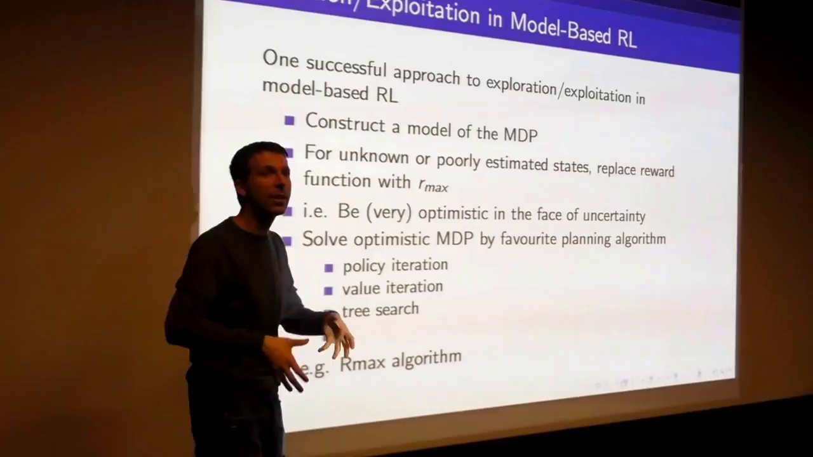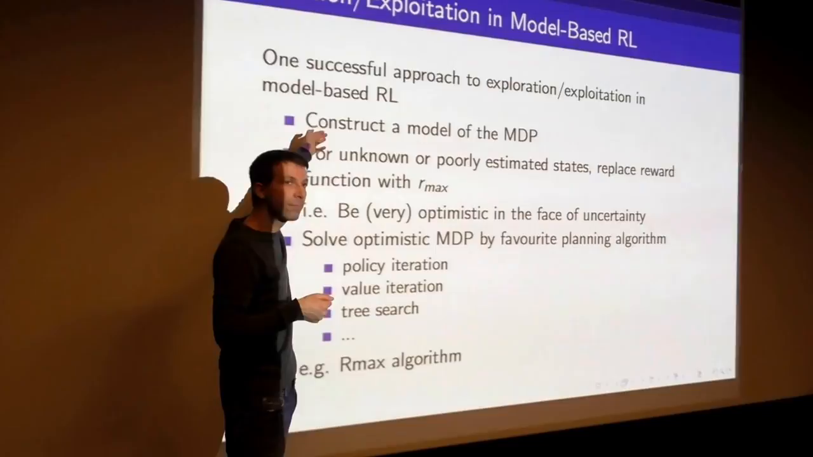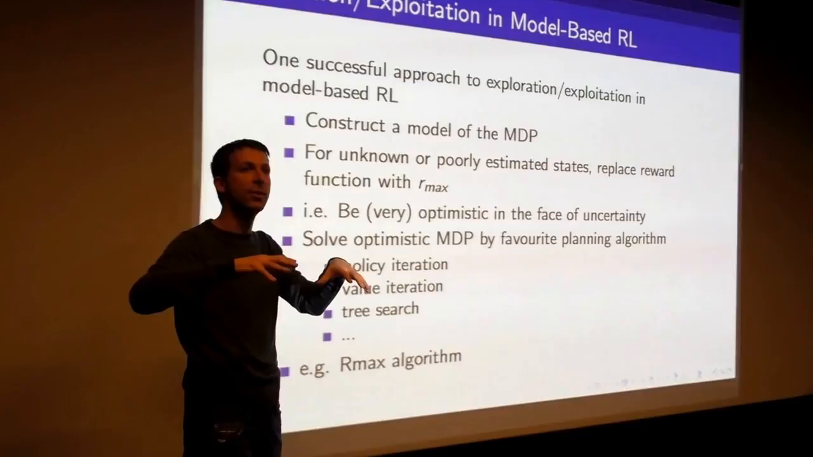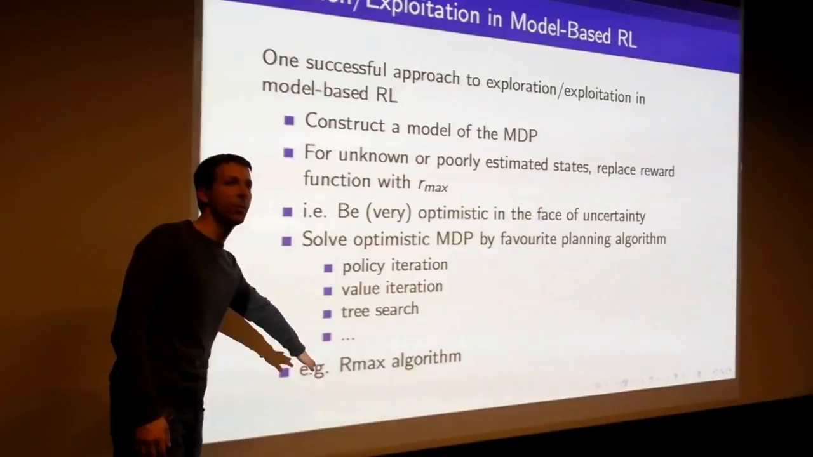And next time you solve, you update your model now to reduce the value of that particular state. And then you solve again, and it will encourage you to the next heavenly state until you've suppressed all of the rewards down to realistic values. So it gives you very systematic exploration. So the best known example of that is the RMAX algorithm, or E cubed is another variant of these ideas. Many variants there.